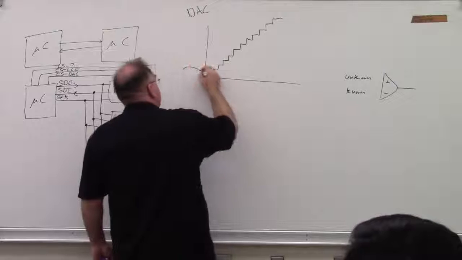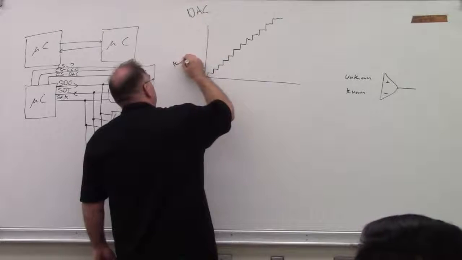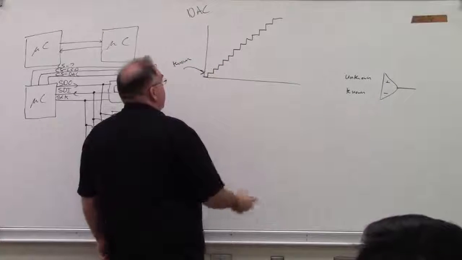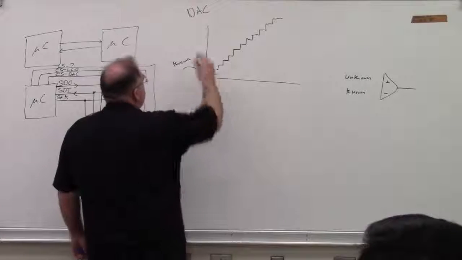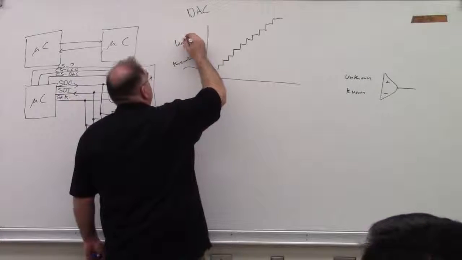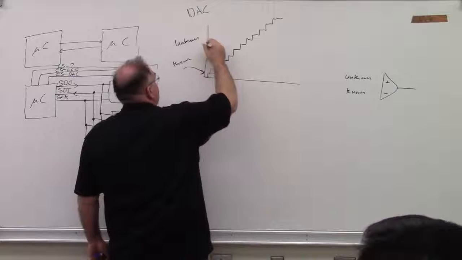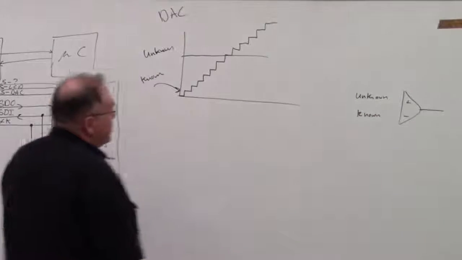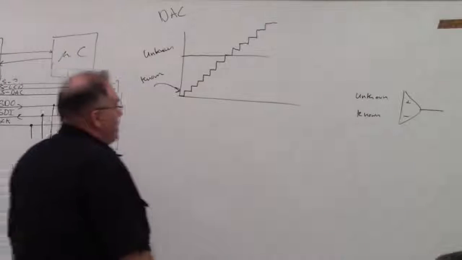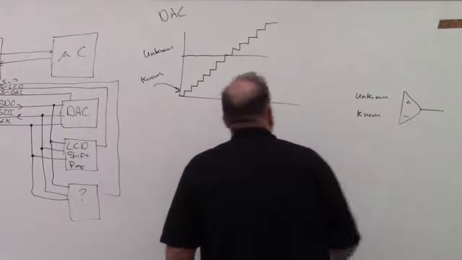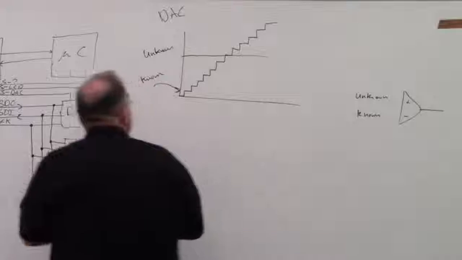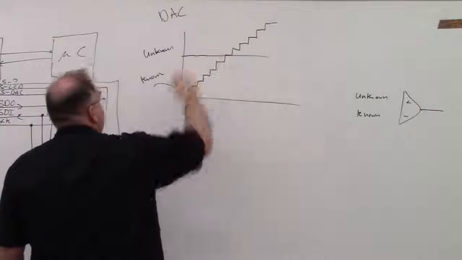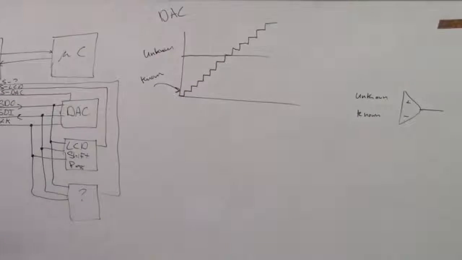All right, so this was our known voltage, and our unknown voltage maybe was right here. And so when the known voltage passed the unknown voltage, there was a change on the comparator in the A to D converter, and we knew we'd discovered our unknown voltage.